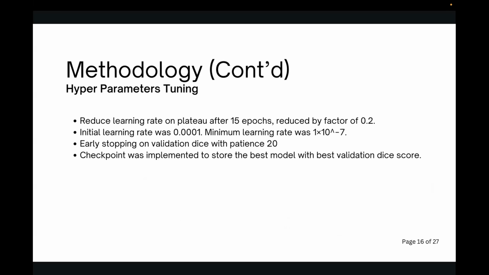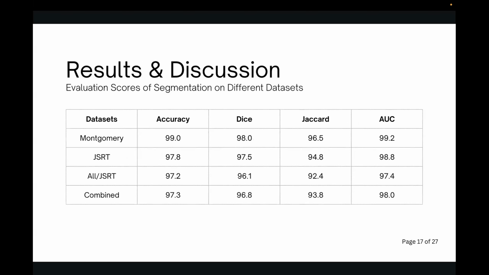Hyperparameter tuning is pretty crucial for training deep neural networks, especially for us. We set the initial learning rate to 0.0001 and the minimum threshold was 10^-7. We reduced the learning rate on plateau after 15 epochs by a factor of 0.2. Early stopping was set up on validation dice with a patience of 20 epochs, and the best models were saved based on validation dice scores.